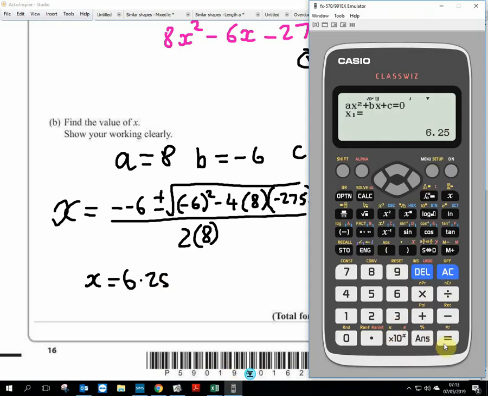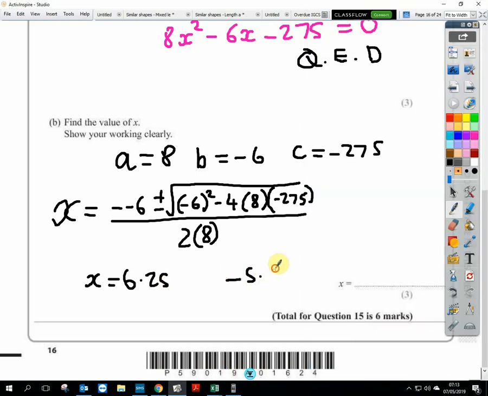And another answer which is minus 5.5. I can reject that one because you cannot have a negative length, and the only answer to the question is 6.25. There is only one answer, and that's why it says in the question, find the value of x, singular. Next.